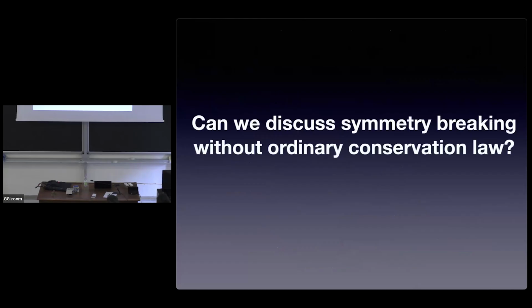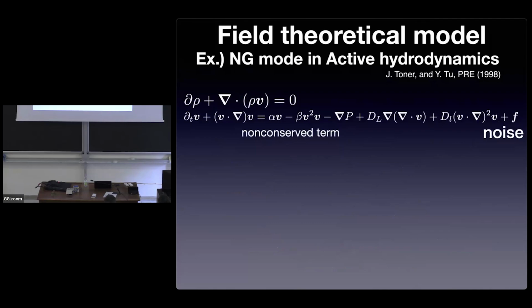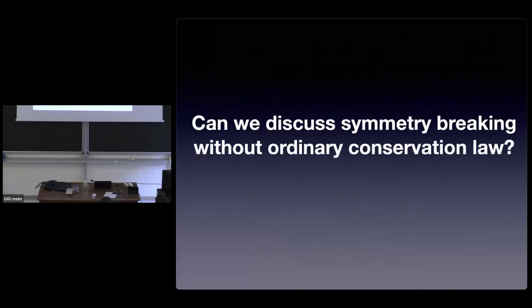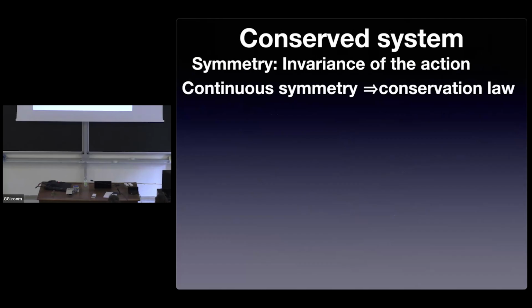So the basic question is, in the presence of dissipation, we still have some kind of rotational symmetry. We want to understand this phenomenon by using ordinary field theory techniques. So the basic question is, can we discuss symmetry breaking without an ordinary conservation law? The answer is yes, of course. We can define some kind of symmetry transformation even in an open system.